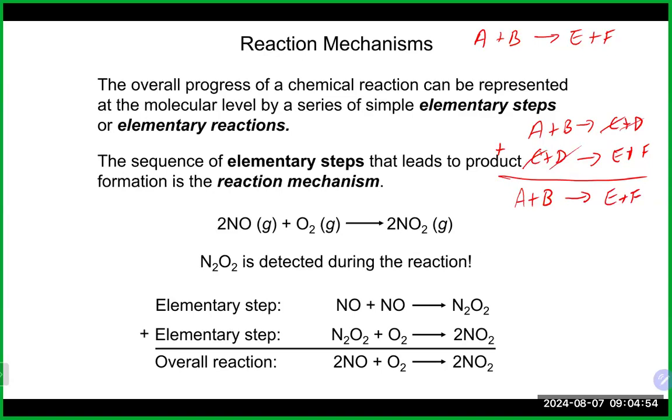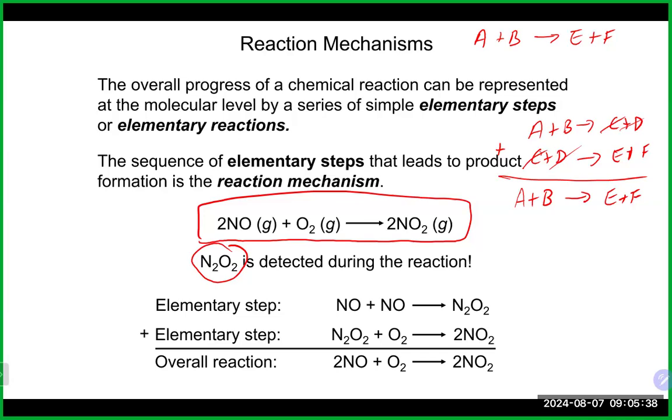So when we have a mechanism for how a reaction may take place, these are what are referred to as elementary steps. And elementary steps are individual steps that, when put together, will give you your overall reaction that you're looking for. So for example, if we look at this overall reaction, 2 NO plus O2 goes to 2 NO2. Although we do not see it written anywhere in the overall equation, when this reaction takes place, N2O2 is detected. So even though we do not see it in the overall reaction, it does pop in there at some point during the process.